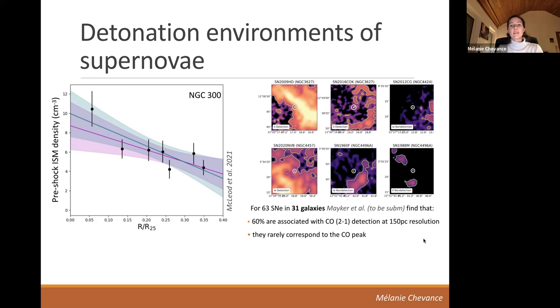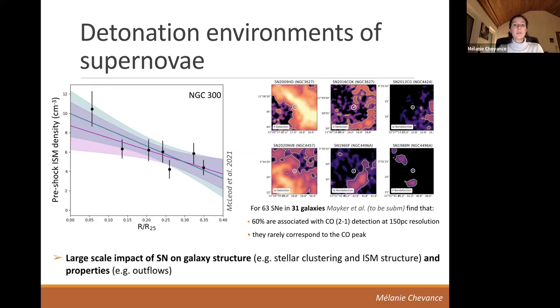And if you extend this study from one galaxy to 31 galaxies of the PHANGS survey, we also find that 60% of the supernova remnants are associated with CO detection within 150 parsecs, but they actually rarely correspond to the CO peaks. So supernova remnants and CO peaks are decorrelated, showing again that the medium has been pre-processed before the supernova explosion.